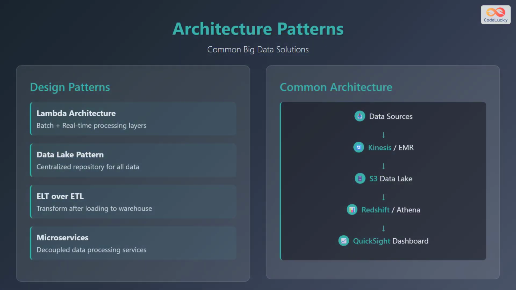When designing big data solutions on AWS, it's helpful to follow established architecture patterns that address common challenges and requirements. These patterns provide a blueprint for building scalable, reliable, and cost-effective big data pipelines. Now let's look at some common patterns in a typical architecture.